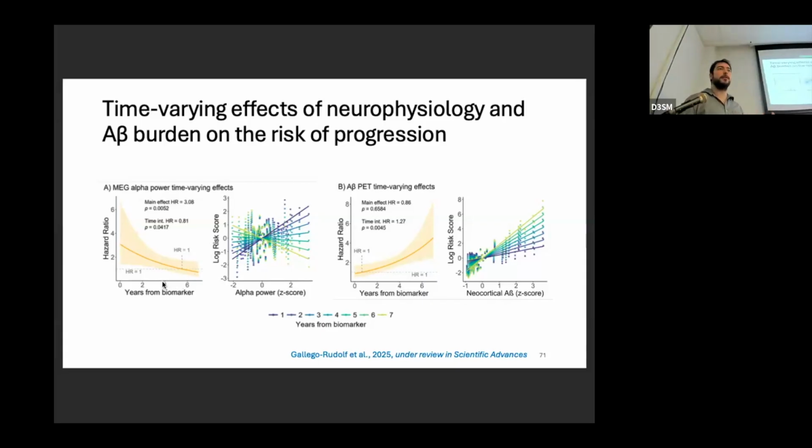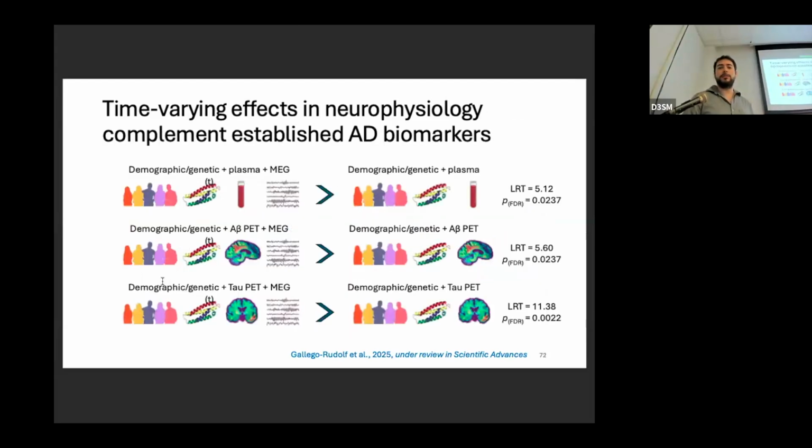So this goes well with the idea that there's an increase in alpha followed by a decrease in alpha, and that this can potentially be reflecting a functional biomarker of brain function that is changing dynamically across disease stages. And lastly, here I'm just showing that when we incorporate these alpha power time-varying effects along with the plasma and PET measurements, we see an improvement in our models, which suggests that neurophysiological activity changes can potentially be a complementary biomarker to established proteinopathy biomarkers.